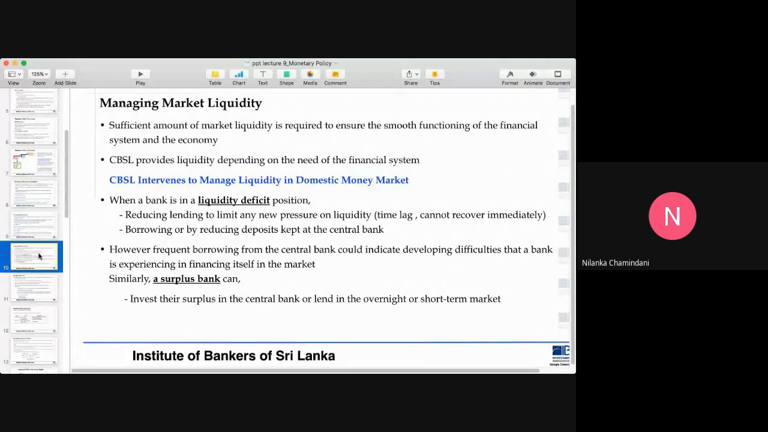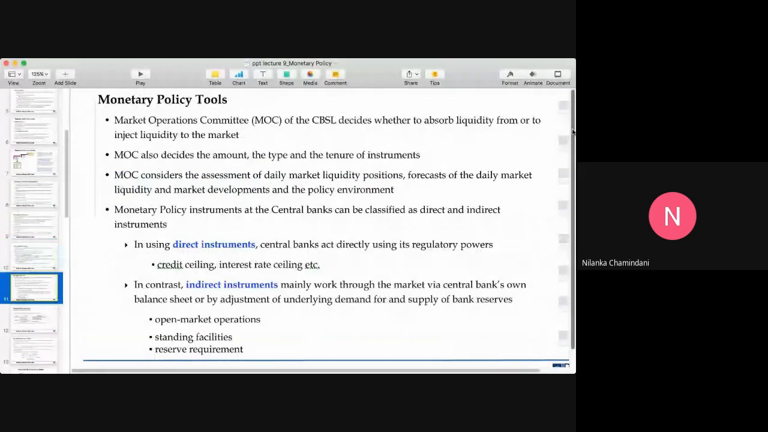So we can see that there are two options for the surplus banks and also for the deficit banks. Either they can lend or borrow from other commercial banks, or they can use the facility available at the central bank. We already discussed that last week. So what next? We have already discussed the monetary policy tools.